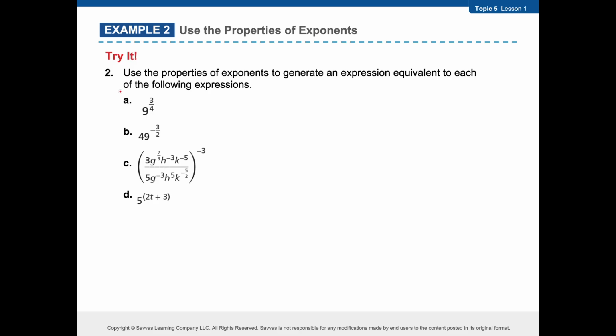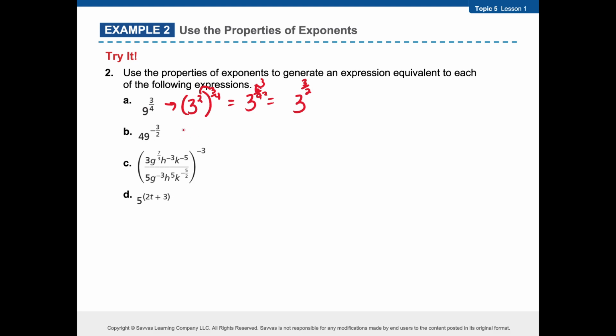So letter A, use properties of exponents to generate an expression equivalent to each of the following expressions. So 9, I can rewrite 9 with a base of 3 to the second power, and that to the 3/4 power. Power of a power, multiplication, that would be 3 to the 6/4, which can be simplified: 2 goes into 6 3 times and into 4 twice. So 3 to the 3/2 power would be my answer.